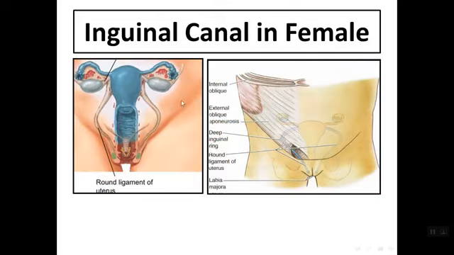And in females, it allows the passage of the round ligament of the uterus. This is the uterus, and this is the round ligament passing through the inguinal canal to the labia majora in females.